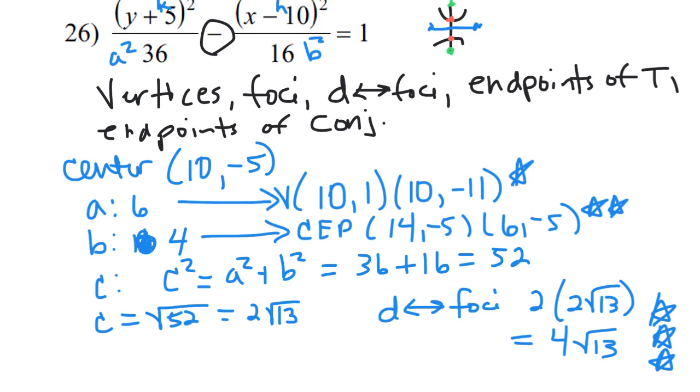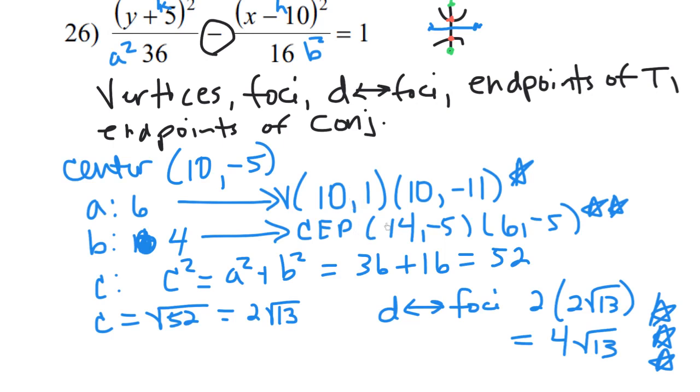Okay, so the first thing I did was I took my value for a, and I added it and subtracted it from my y value of my center. And I got that my endpoints are 10, 1, and 10, -11. For the conjugate endpoints, I added and subtracted 4 to the x value, and I got 14, -5, and 6, -5. And then for the foci, I add and subtract 2 root 13 from the y value.